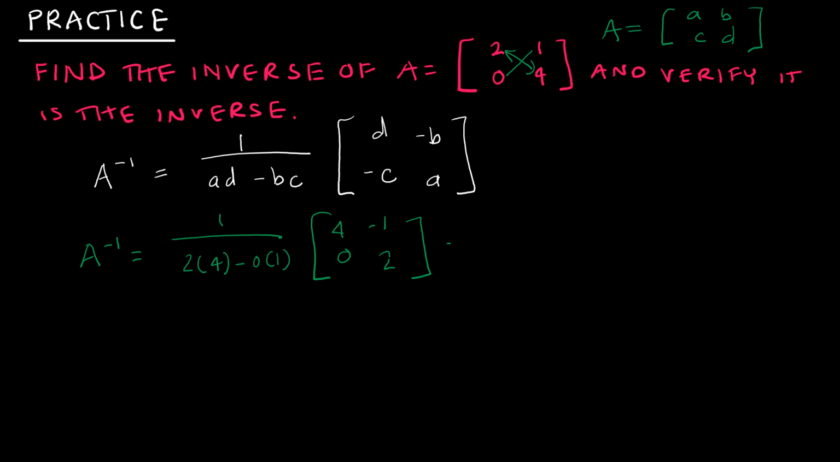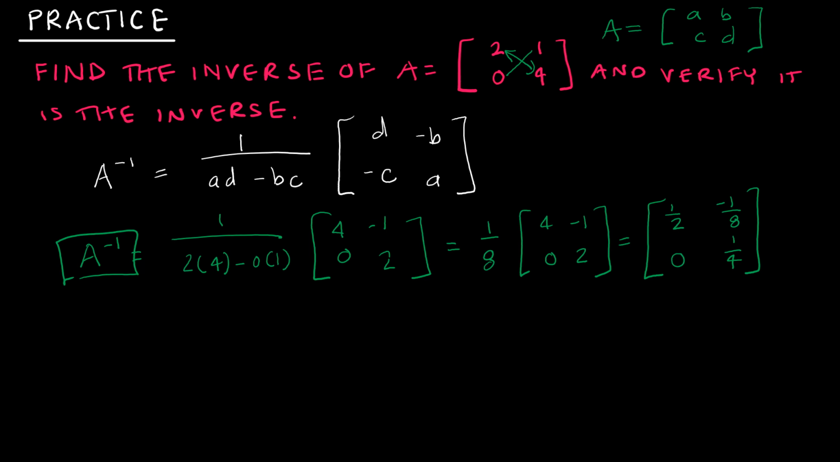Now I'm just going to do the computation. So 1 over, that's 8 minus 0, so 1/8 times, I'm taking up a lot of room there, so let's try this again. 1/8, and then 4, -1, 0, 2. So if I take 1/8 of each of those and reduce, 4 over 8 reduces to 1/2, -1 over 8, 0 over 8, which is 0, and then 2 over 8, which is 1/4. So that is my inverse matrix for A.